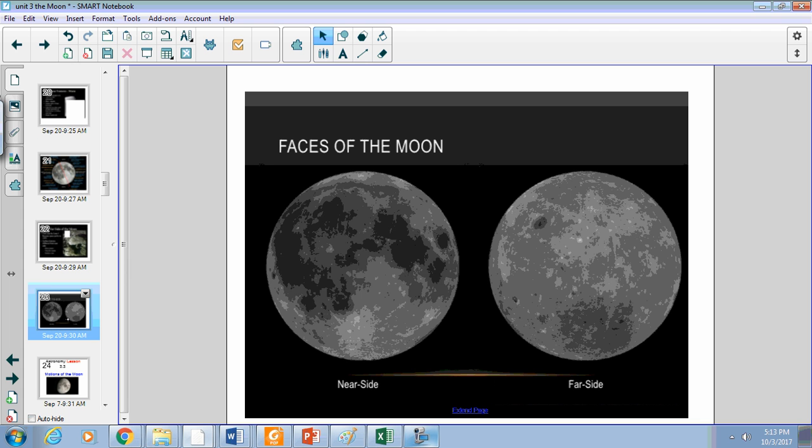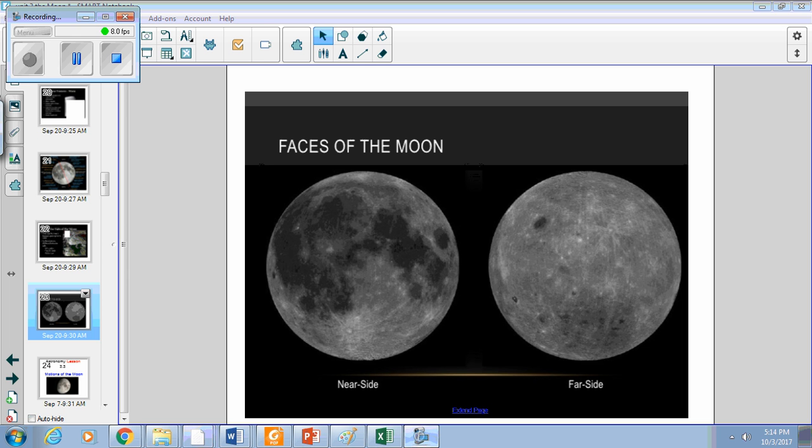Interesting. So here are the faces of the moon. The near side on the left, far side on the right. And you can see that there's not as much of the mare systems. We have lots of craters, though. Big impacts there. And we'll talk more about why it's called the far side and not the dark side later when we talk about the motions of the moon. But just so you know, it is called the far side and not the dark side of the moon.